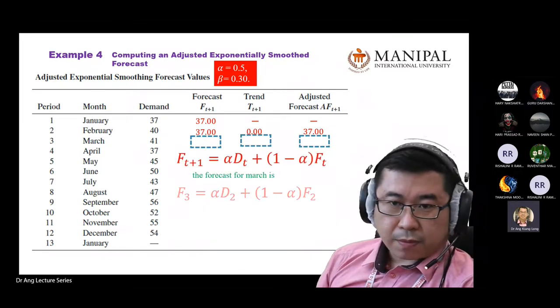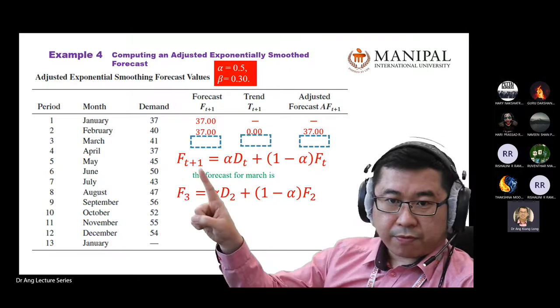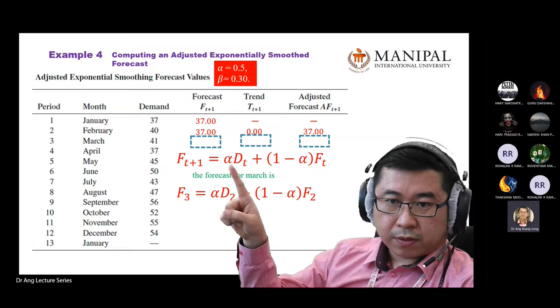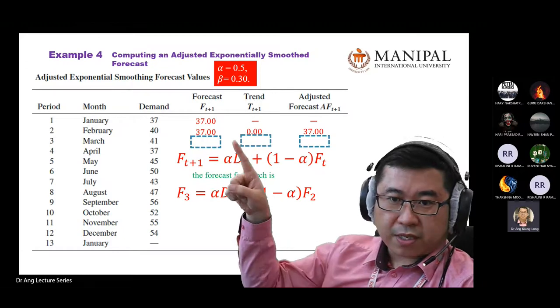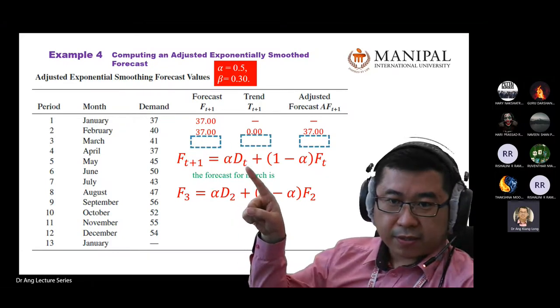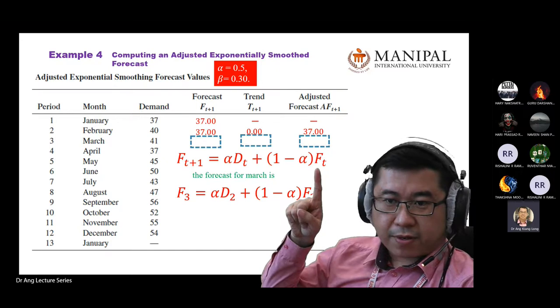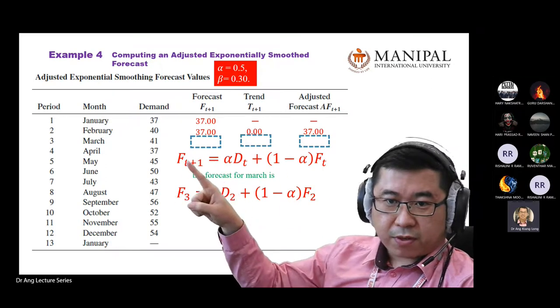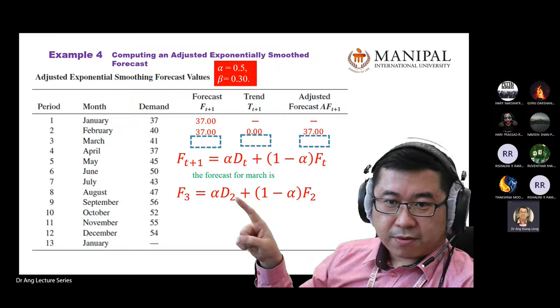Five. Okay. So what is your general equation? F5 equal what? 0.5. What is your demand number? 45. No, what is D what? D5. D4. What is your D4? 37. Okay. 1 minus alpha, what is this? Forecast what? 5. You are doing 5, but here this is still F4. So? What is the answer?